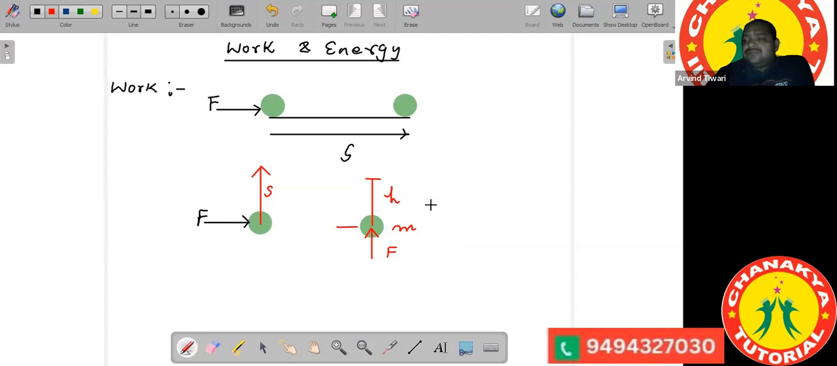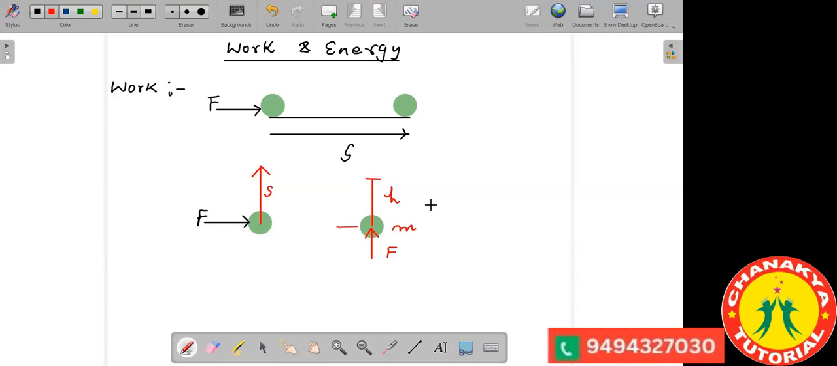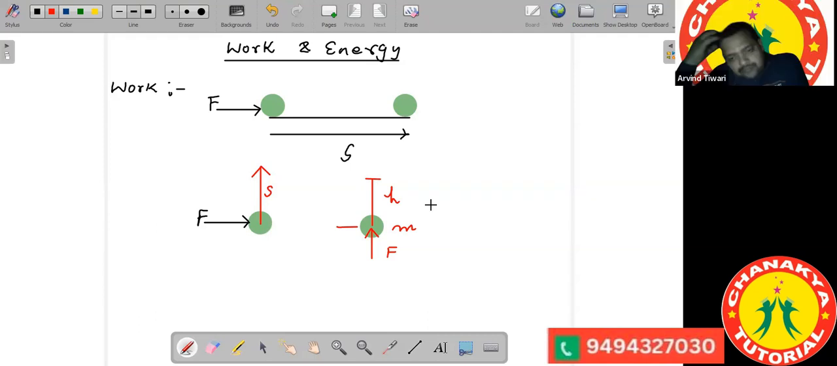Now, what is the resistive force? Against which force am I doing the work? Can you guess against which force am I doing the work? Prince, against what force am I doing the work? When I'm lifting a box upward, when I'm lifting a mass upward, is there any force against which I'm doing the work? Yes, sir. Against gravity. I'm doing some work against the gravity. Okay, so every time I am doing my work against some force. So here I am doing my work against gravity.